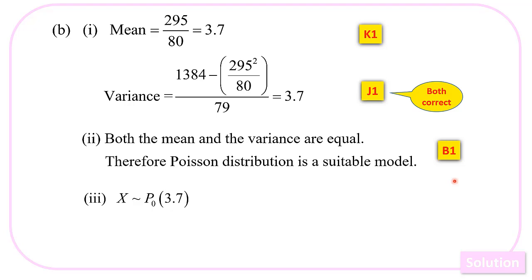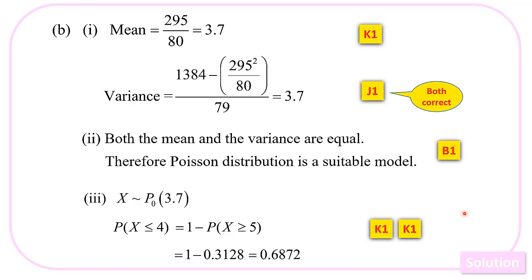And the last one, we want to find the probability. It is a Poisson distribution with lambda 3.7. We want to find probability of x less than or equal to 4. Use the table, so change it into 1 minus probability of x greater than 4. Because for greater than 4, we cannot use the table, we need to change it into greater or equal to 5. So this is K1. And then read the table of Poisson. You get the answer. That is J1.